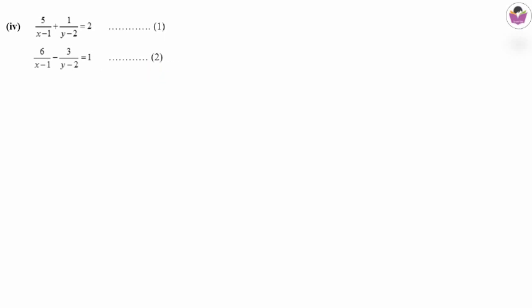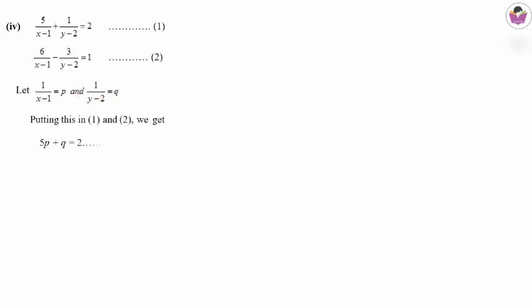When you closely observe the question, you can see in the denominator that is x minus 1, here also in the denominator y minus 2. The second equation also has denominators x minus 1 and y minus 2. Go for the substitution, that is 1 by x minus 1 is equal to p and 1 by y minus 2 is equal to q, because x minus 1 is in the denominator, that's why we are taking 1 by x minus 1, and here y minus 2 is also in the denominator, that's why we are taking 1 by y minus 2 as q.